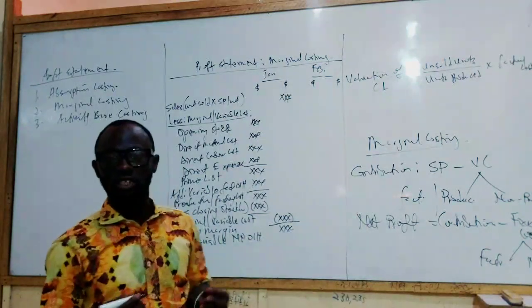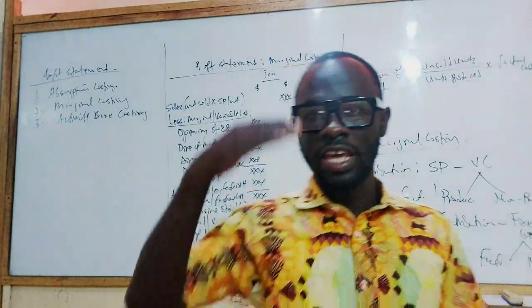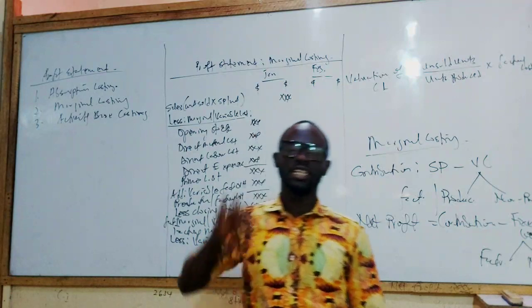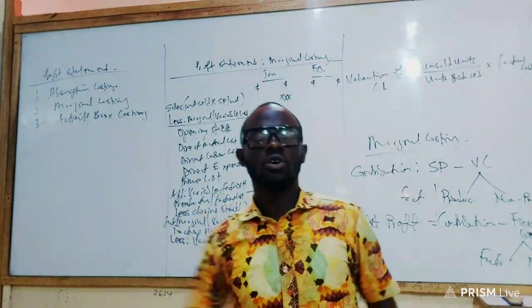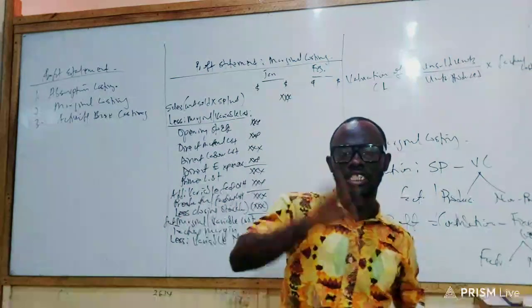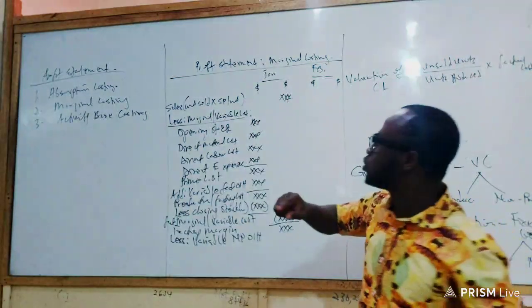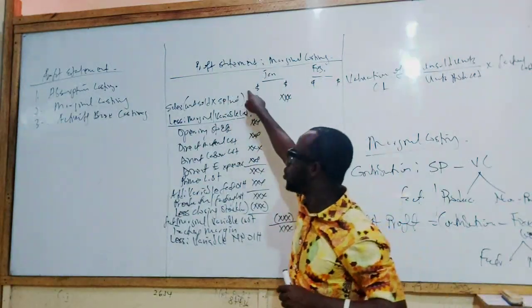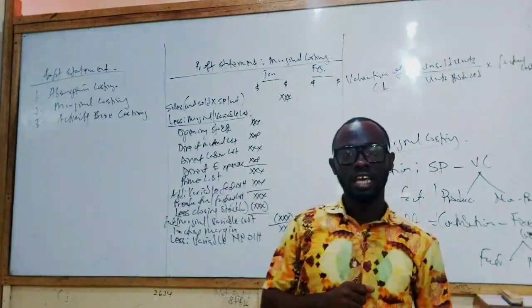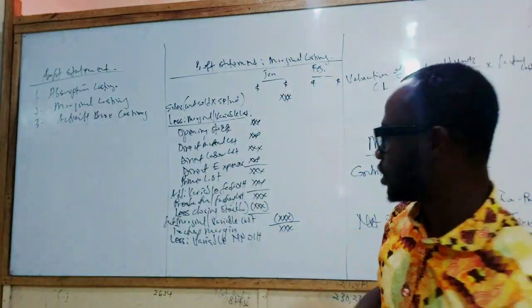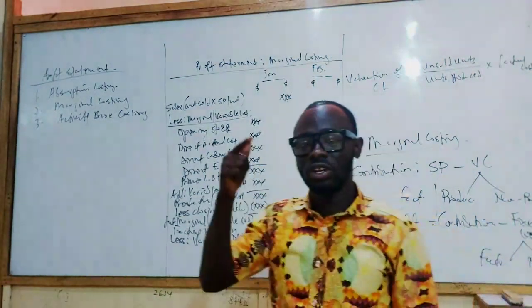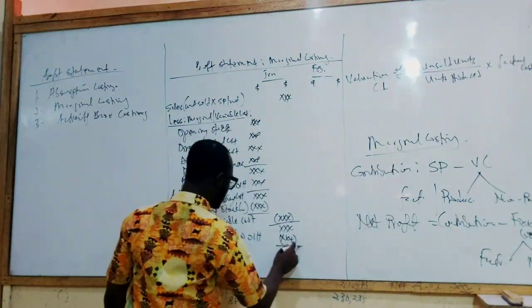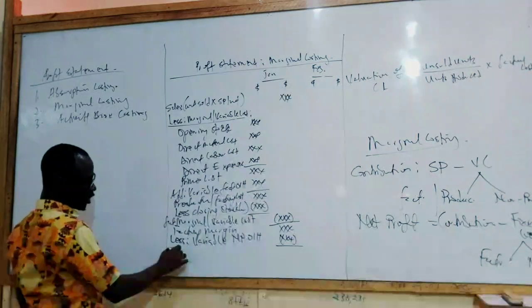Variable non-production overhead. Now the variable non-production overhead could be sales and distribution cost. So they could say that selling expenses is $5 per unit. If they say selling expenses is $5 per unit, what do we do? We just use that to multiply the units sold, then we will get the selling expenses. And that is a variable non-production overhead. So when we deduct that from the factory margin, then we can now get what? The contribution.